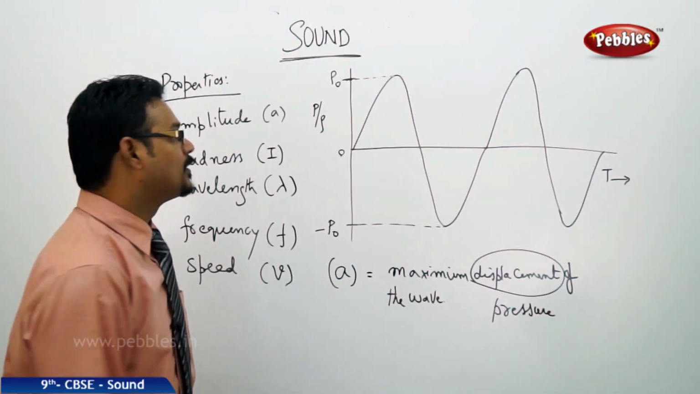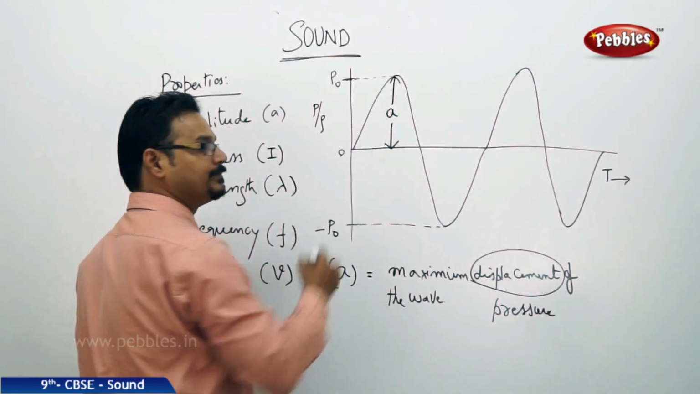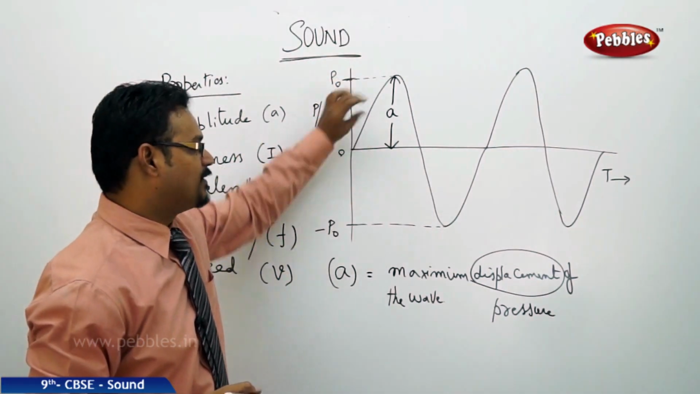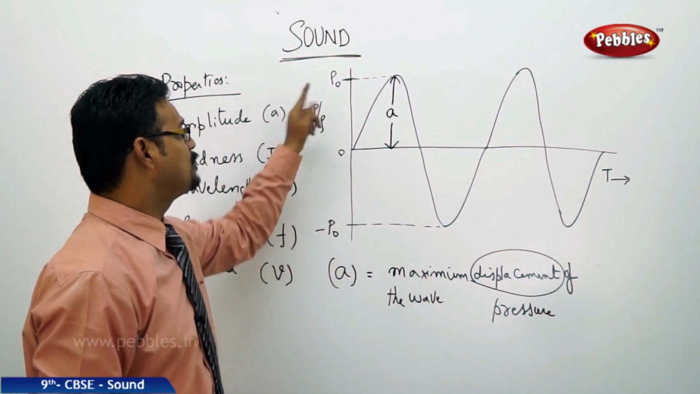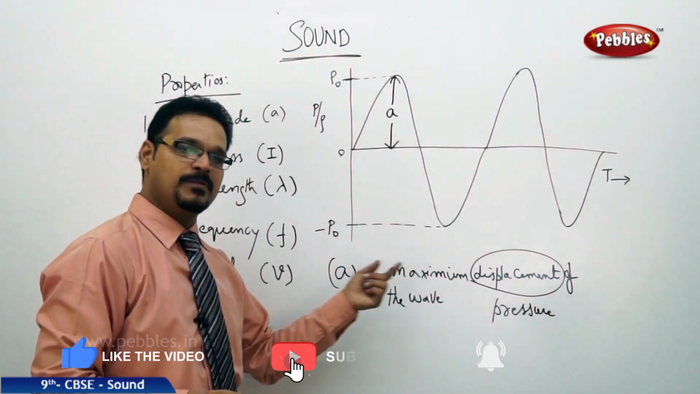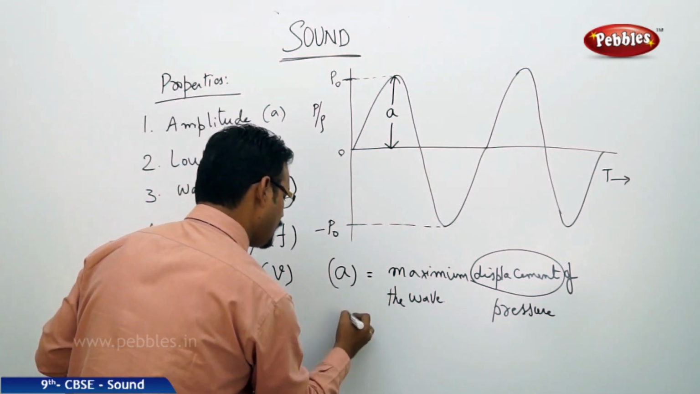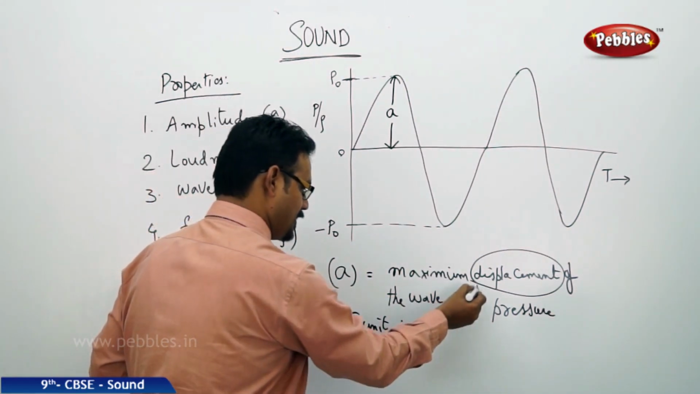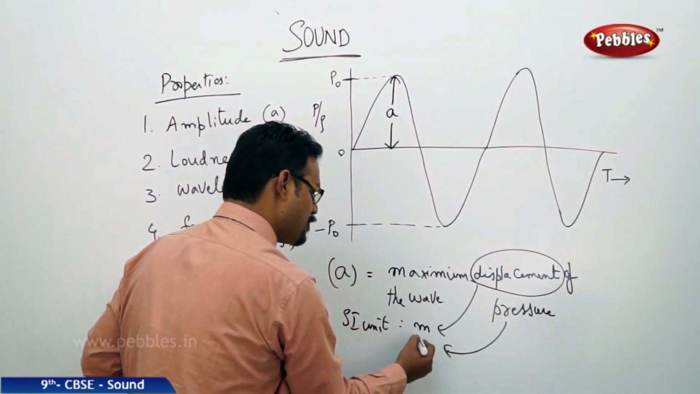Now see the wave here. So this is the amplitude: the maximum pressure of the wave, or the maximum density of the wave, represented by A. Generally we use the symbol A, but you can use any symbol you want. I can use P naught here, no problem. So amplitude is the maximum displacement of the wave, but for sound it is the maximum pressure of the wave. The SI unit, if it is displacement, is meters. If it is pressure, the unit is pascals.